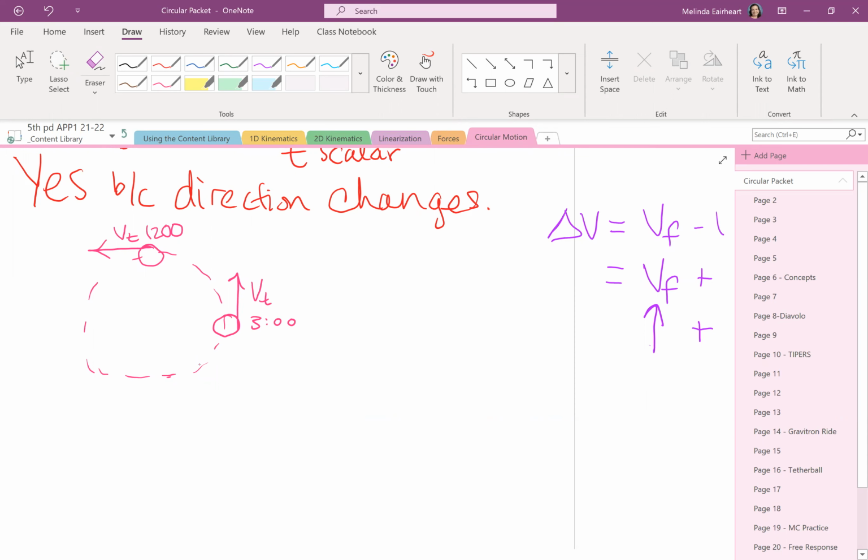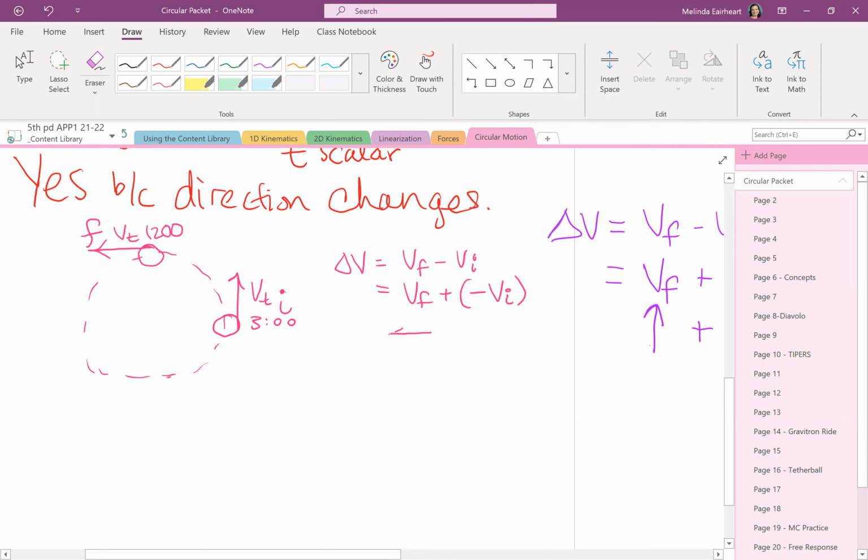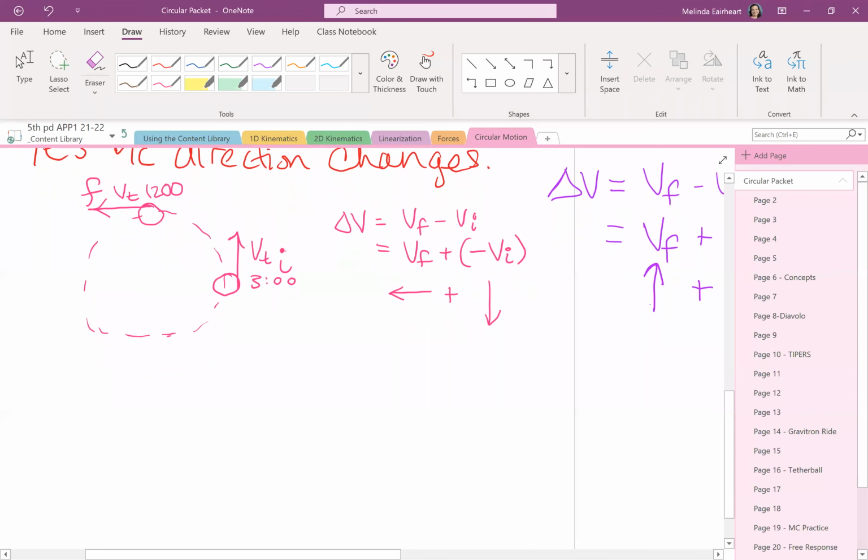And so now if we do initial at 3 o'clock, final at 12 o'clock, let's go through that vector addition again. So delta V is final minus initial, but we're going to turn it into vector addition. And so final is to the left, plus what's a negative up? Down, and tip to tail those two. It doesn't matter which one goes first. I usually just go in order.